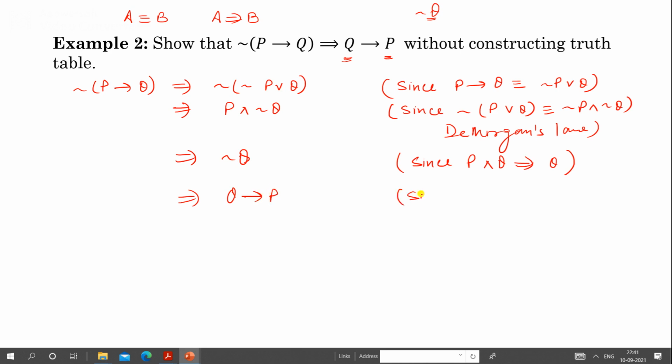So here you can write, since negation P tautologically implies P implies Q, so here it is negation Q. So negation Q tautologically implies Q implies P. So this is the proof without constructing truth table. So I hope that you got the concept of showing equivalence or showing implications without constructing truth table.